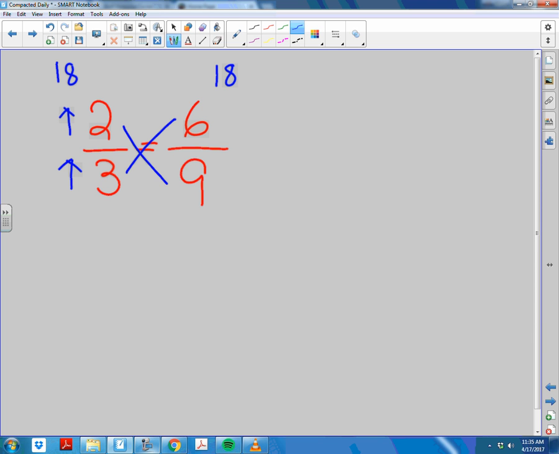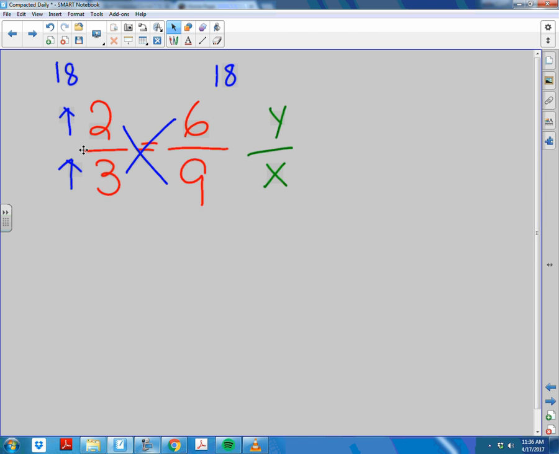Now, from an algebra standpoint, if someone were to say, Mr. Smith, what exactly is algebra? Algebra is the study of the relationship between x's and y's. It is the study of the relationship between an x and a y, an input and an output. Okay? And in a fraction form, the y is on the top and the x is on the bottom.